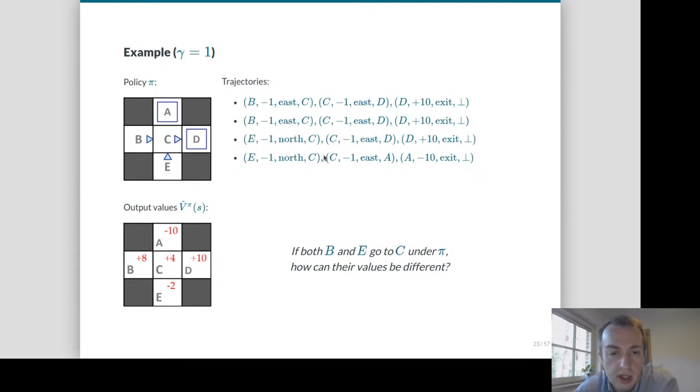And finally, for E, we have these two other trajectories. In the first one, we observe that the total discounted reward is equal to minus 1 minus 1 plus 10, so plus 8. And for the second trajectory, the total discounted reward is equal to minus 1 minus 1 minus 10, so minus 12. And now if you take the empirical average of plus 8 and minus 12, then you obtain minus 2. And that's the value that you have estimated for E.